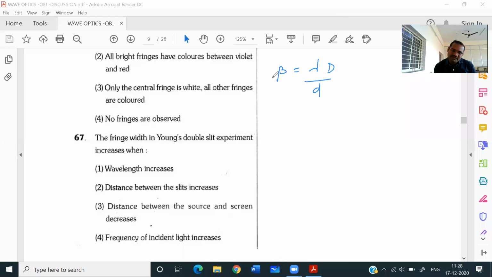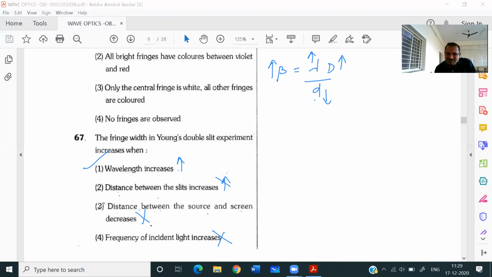So this has to increase, means lambda has to increase, or capital D has to increase, or small d has to decrease. Now see, wavelength increases, yes, correct. Next, distance between the slits, small d, increases, wrong. Distance between the source and screen, capital D, decreases, wrong. Frequency of incident light increases, but frequency does not change the fringe width. So option 1 is the right answer.